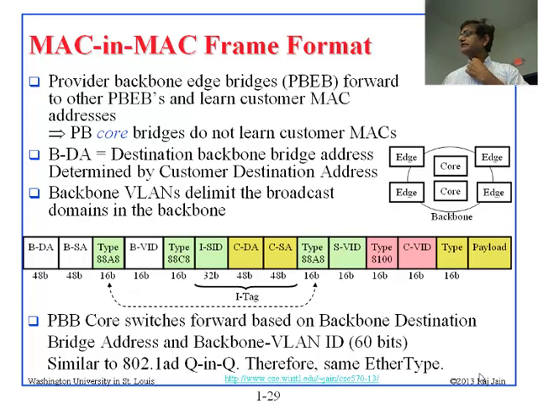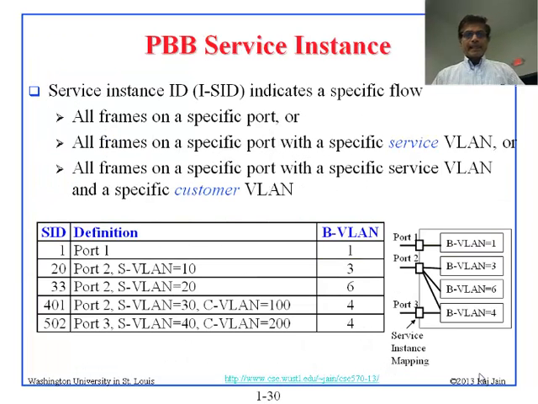Now we have the service IDs. Basically what a service ID does is it allows you to have in one VLAN many things that you can distinguish later on. It's the same concept that we had before. So what is a service? A service could be all frames coming on a specific port. Everybody coming through that door is one service, because that door goes to Bank of America. Or everybody coming on that door with a service VLAN of AT&T.